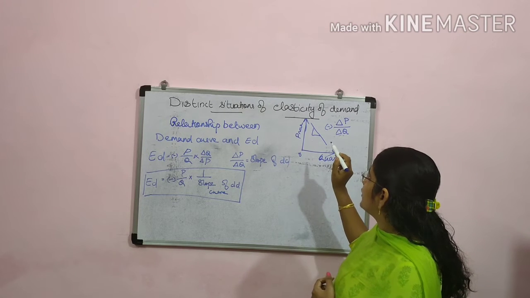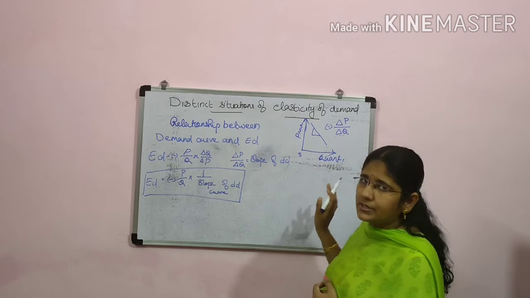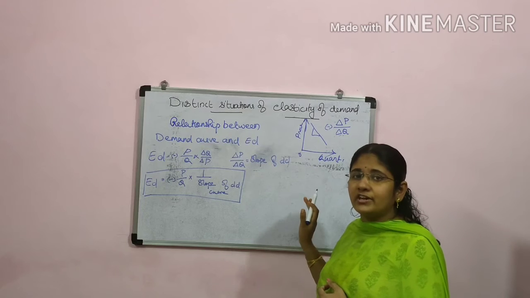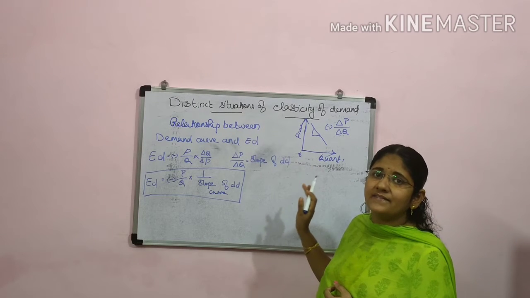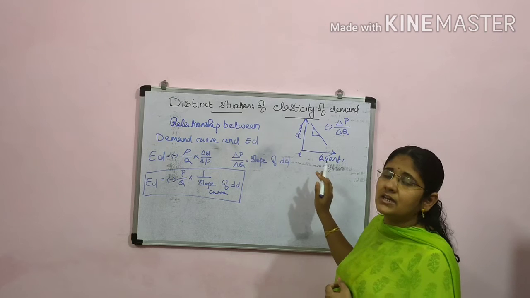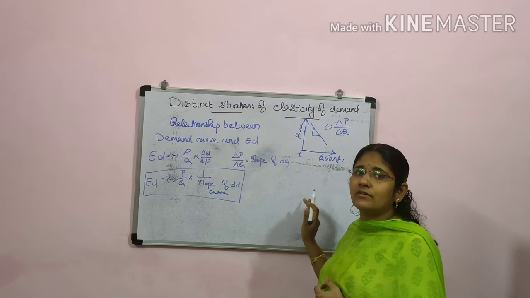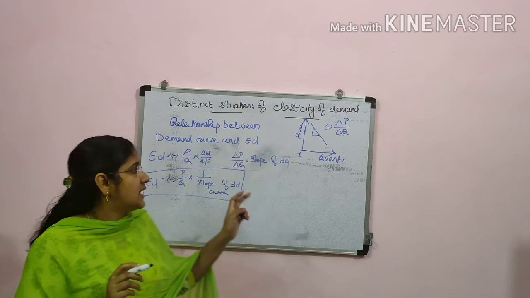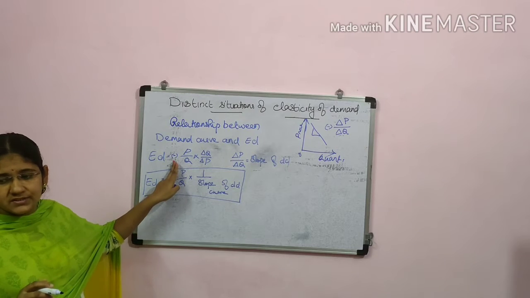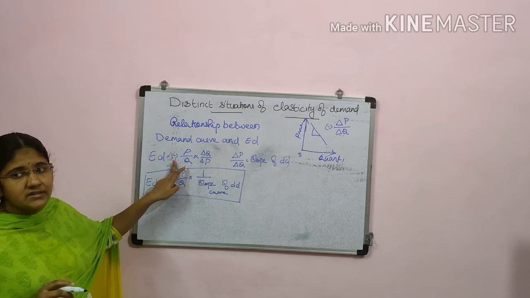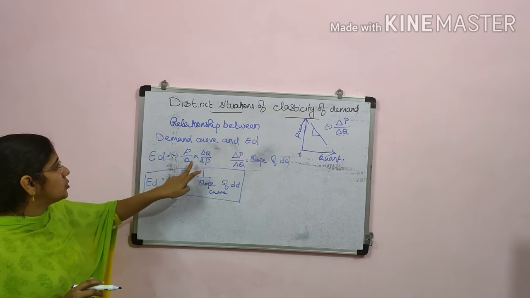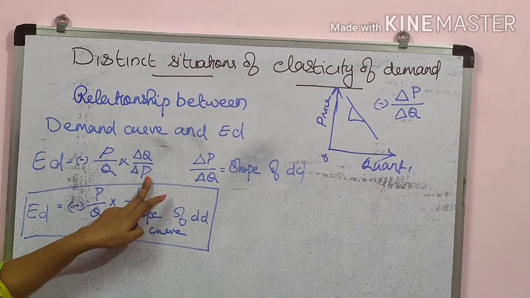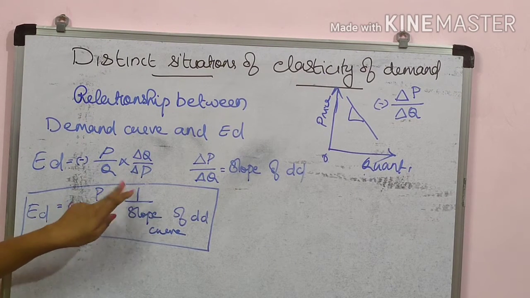For this demand curve, we always assume that the slope remains the same value throughout. It is a constant value we always consider. Then, students, elasticity of demand means P by Q into change in quantity upon change in price. I hope all of you remember this formula.